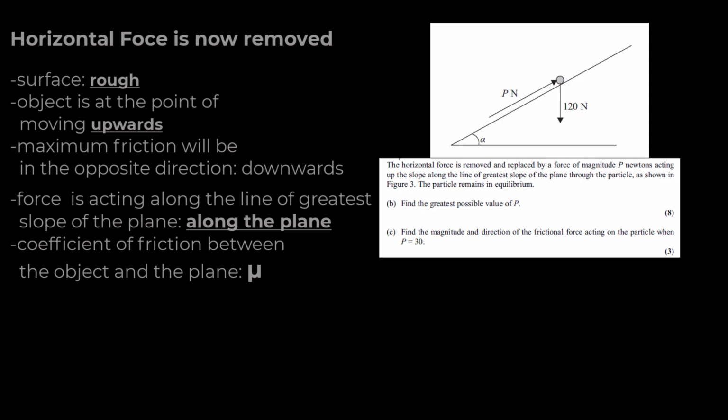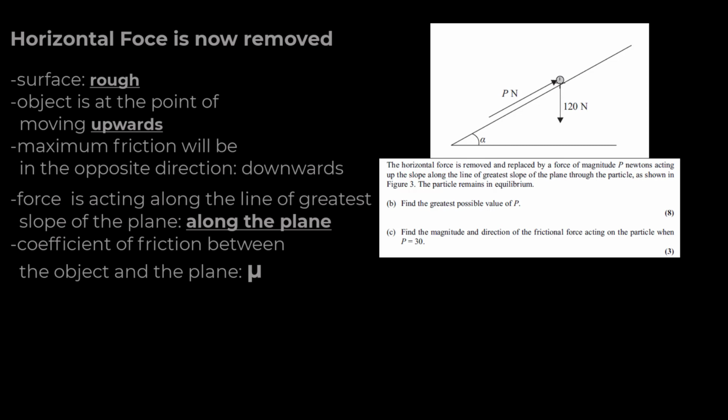Now the horizontal force is removed. It's the same plane, everything is the same, just the horizontal force is removed and changed to a force that is along the plane. Along the plane, up the slope, a force up the line of greatest slope, through the particle as shown here, and the object remains in equilibrium. So what we know, just like before, is which components will be the same and which components will be different.